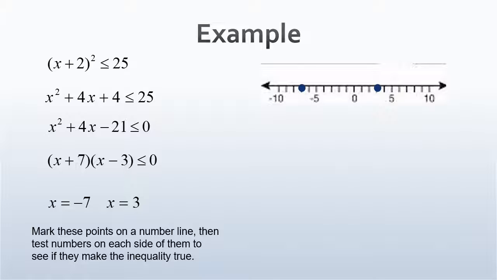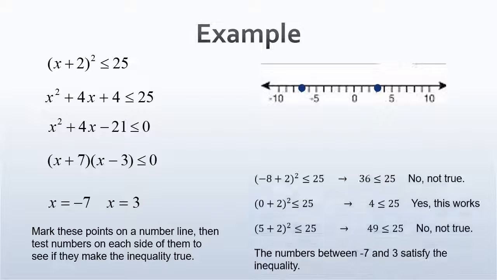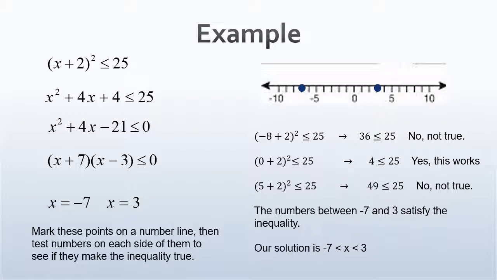And again, our graph is divided into 3 regions. We're then going to test a point in each region to see which numbers make the inequality true. Once again, we're discovering that the middle section is the section that works. This will not always be the case, so don't assume that it will be for every problem. However, it is for this one. The numbers between negative 7 and 3 satisfy the inequality, so our solution is negative 7 is less than x, which is less than 3.